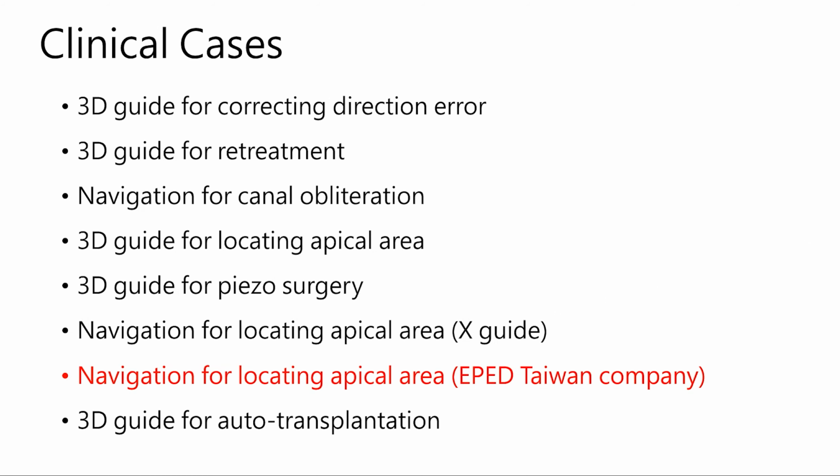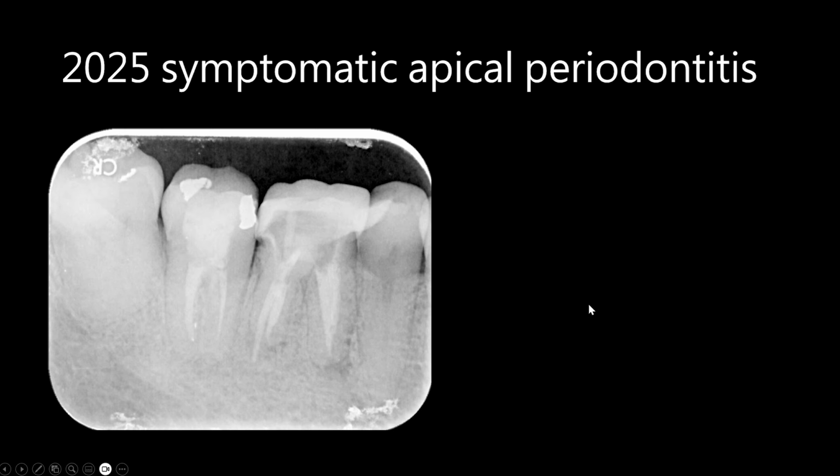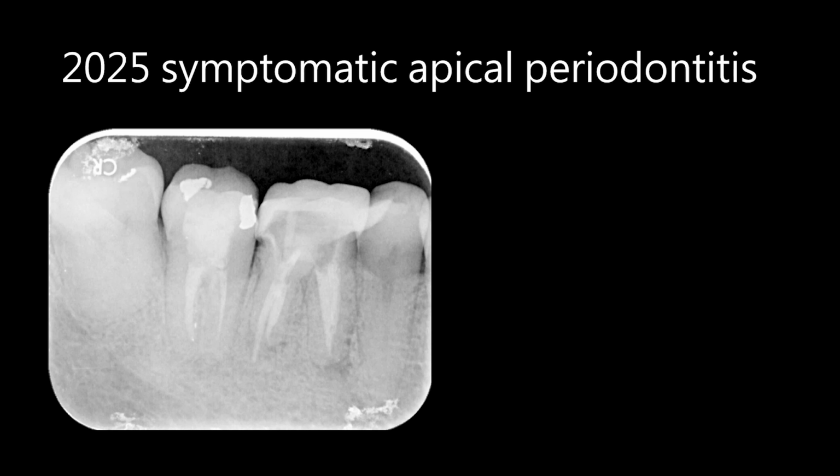The next one is also where we do the navigation to the apical area. It's just not X-Guide, it's called APEC. It's a Taiwan company. This case was retreated in 2015 in our hospital, by my teacher. Of course, she removed the crown and removed the post and did the retreatment. But after 10 years of follow-up, the patient became symptomatic at the apical area.